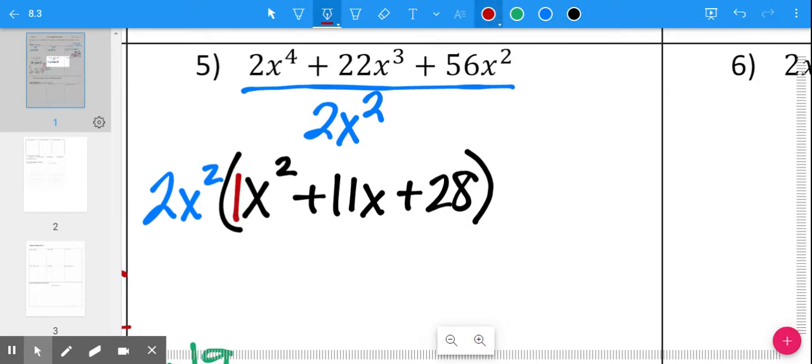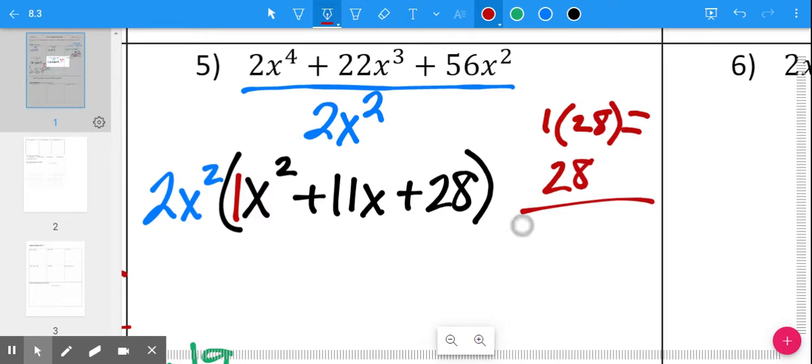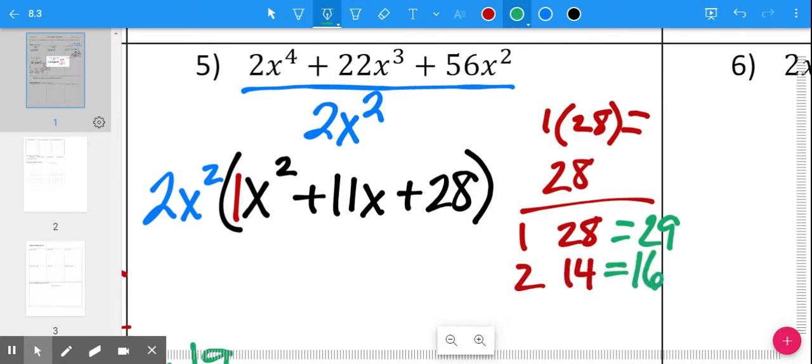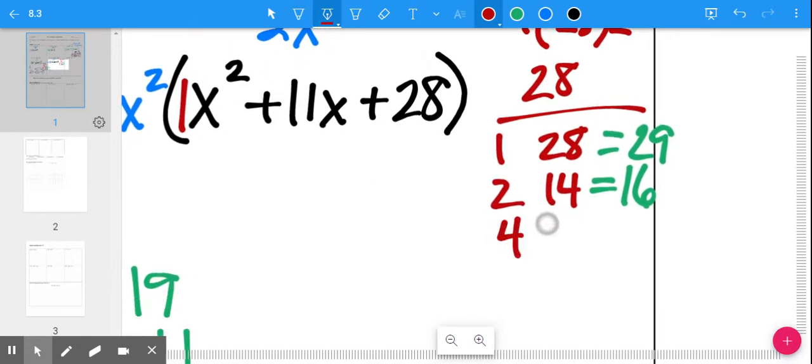So I know the implied a value is 1. C value is 28. So 1 times 28 equals 28. And the factors of 28 are 1 times 28, which adds up to 29. We can also do 2 times 14, which adds up to 16. We can do 4 times 7, which adds up to 11, and that's what we're after, a b value of 11. So now we can set up our binomials.